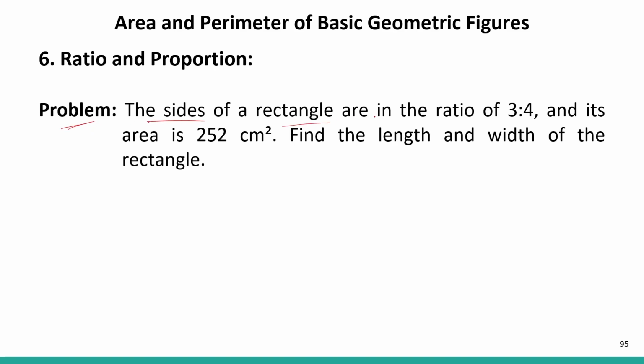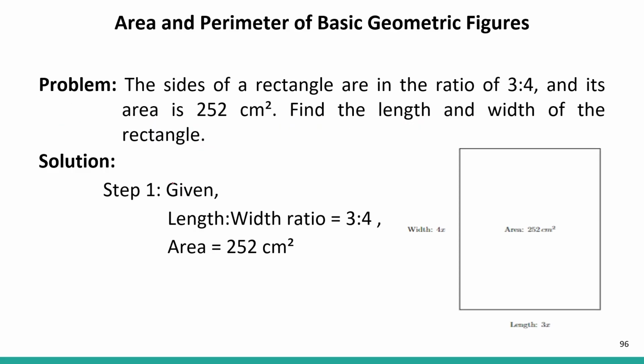The sides of a rectangle are in the ratio 3:4 and its area is 252 centimeter square. Then find the length and width of the rectangle. So the sides of a rectangle are in the ratio of 3:4 and its area is 252 centimeter square. Then find the length and width of the rectangle. So step 1 is, given length is to width is equal to 3:4. That is, area is equal to 252 centimeter square.